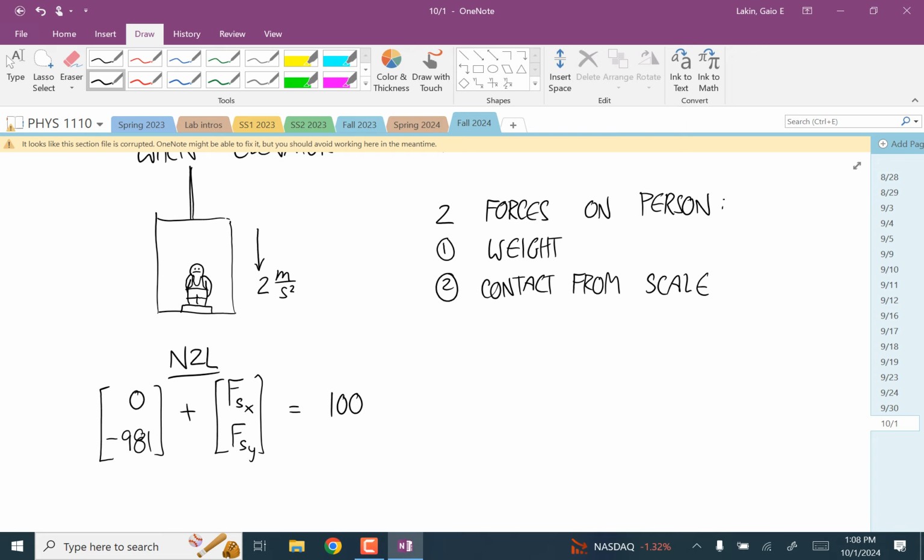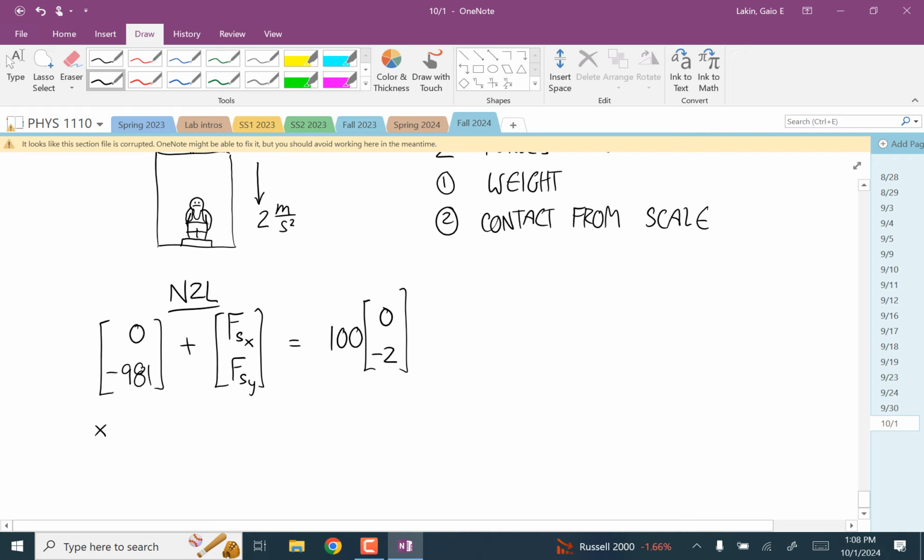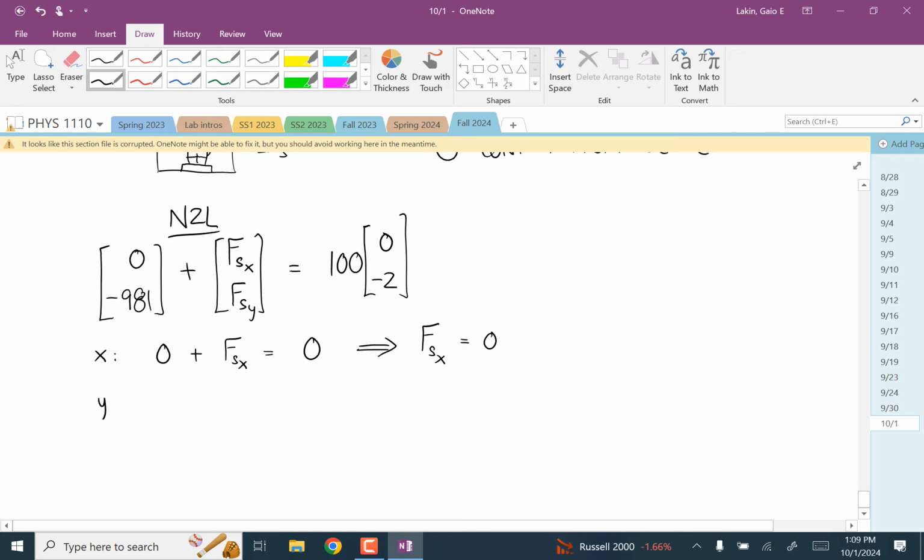What's the acceleration of the person now that the elevator is accelerating down at 2 meters per second squared? Would it be negative 2 meters per second squared? Right. So it's going to be 0 for x and then negative 2 for y. And I'm going to break this up into two separate equations. The x equation says 0 plus Fsx is equal to 100 times 0, so 0. And this tells us that Fsx is equal to 0. So that's not a surprise. There's no side-to-side stuff happening.